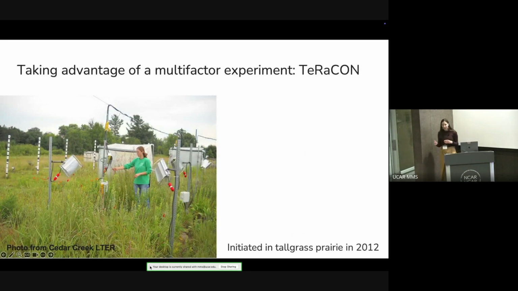And so to that end, we're taking advantage of a multi-factor global change experiment called TERRACON. This is done up in Cedar Creek, which is a tall grass prairie in Minnesota, and it's been happening since 2012. They have 4 different global change factors here. They elevate temperature using heat lamps above ground, and also have cables below ground to elevate soil temperature.